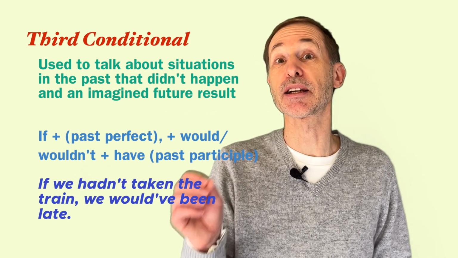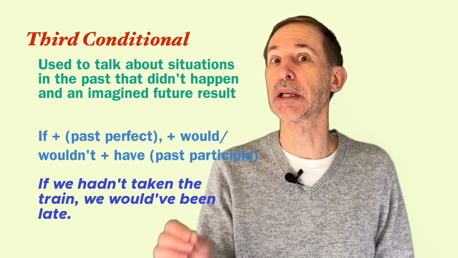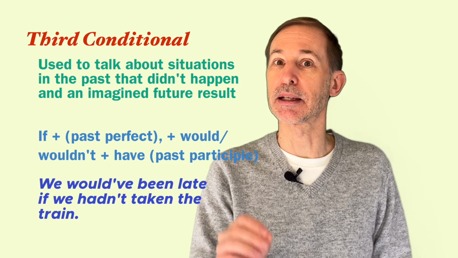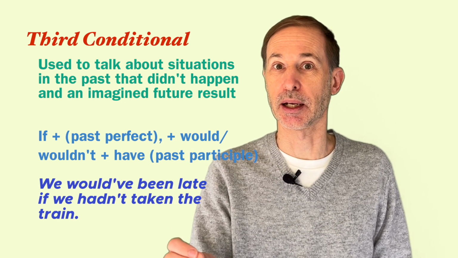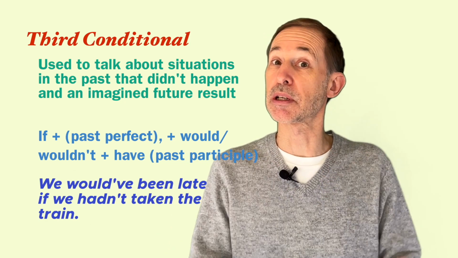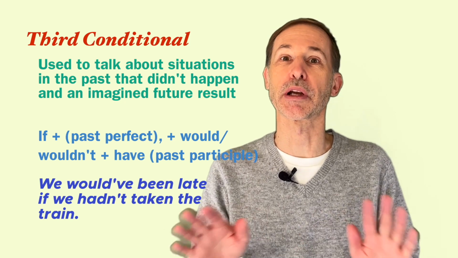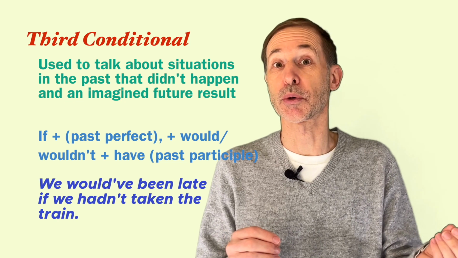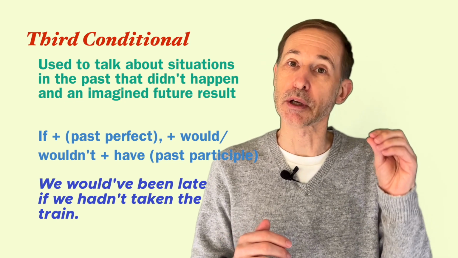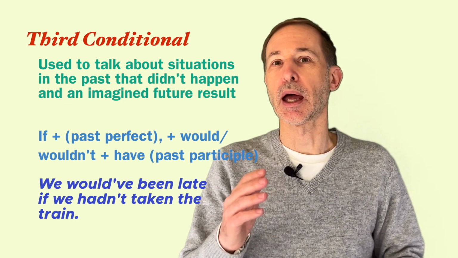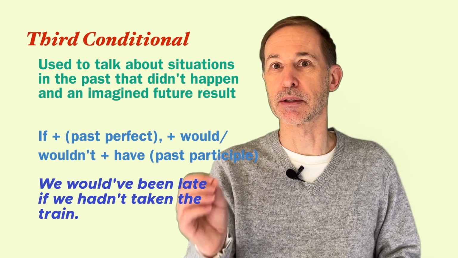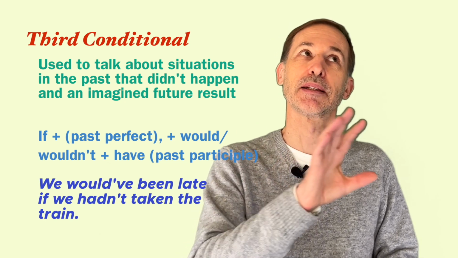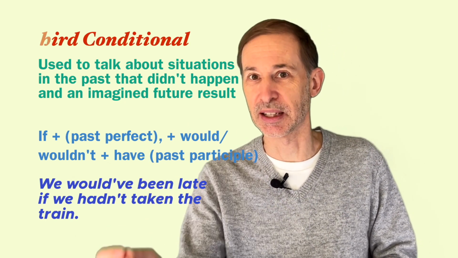If we hadn't taken the train, we would have been late. Or the other way, we would have been late if we hadn't taken the train. So in this case, it's a positive result. So not a regret. But it's still talking about a past situation that didn't happen. So they did take the train and an imagined result. So they were not late. But if they didn't take the train, they would have been late.